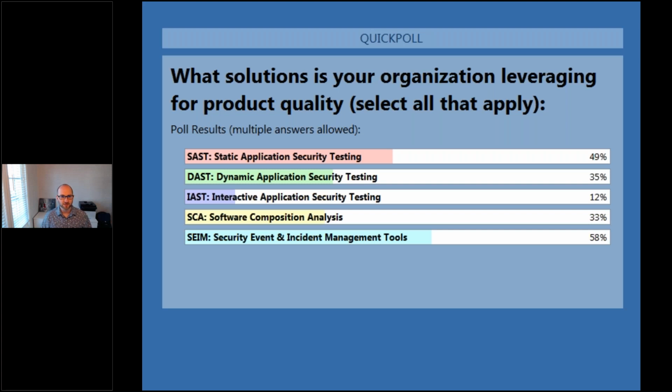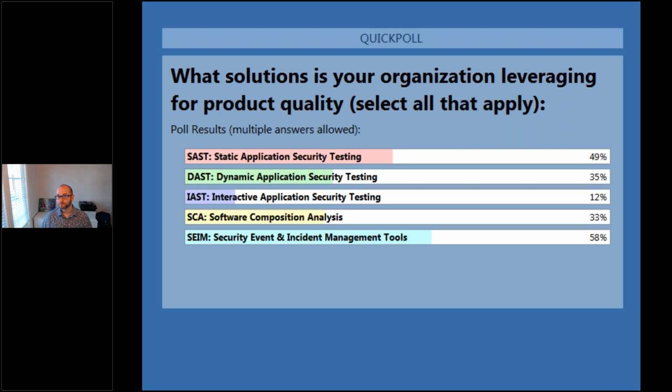I did expect the SAST number to be much higher, so that is something that's very complementary to SCA, where SCA focuses on the open source security part, whereas SAST and DAST will focus on code that you wrote yourself. So, together it's good to see the numbers trending upwards.